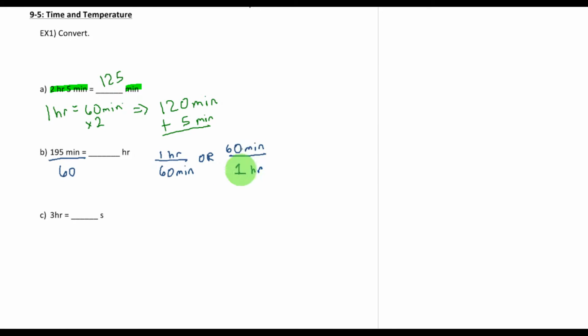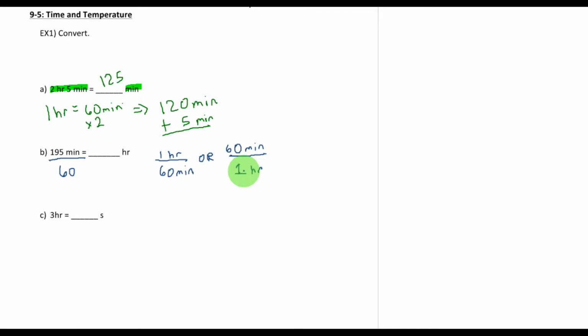So these are known as conversion factors. A conversion factor is a fraction where there are two different sets of units, in this case hours and minutes. The values might be different, but they represent the same quantity. 1 hour is the same as 60 minutes. So that's a conversion factor. Two sets of units, but their quantities are the same. So we have two different conversion factors to choose from to calculate with 195 minutes.